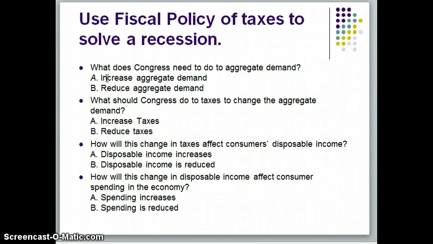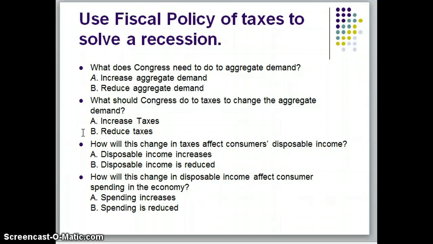Remembering that as congressmen and women, we want to increase demand. The next question says, what should Congress do to taxes to change aggregate demand? Well, if they want demand to increase, they're either going to have to increase taxes, A, or reduce taxes, B. If I want to create more demand throughout the economy, as a congressperson, I'm going to reduce taxes. That would be B. Let's move on to number 3.